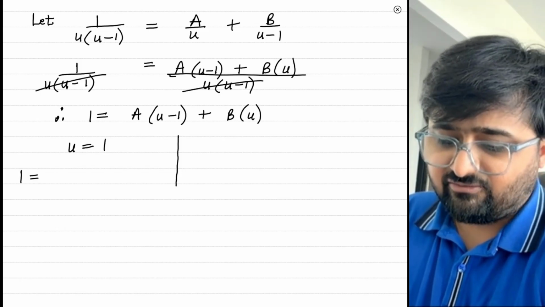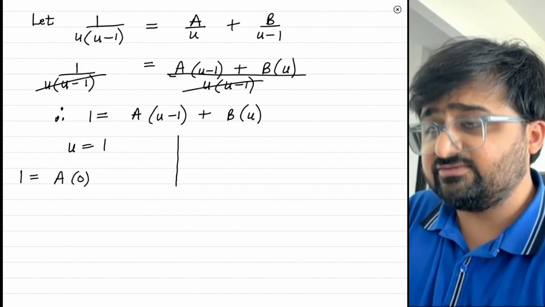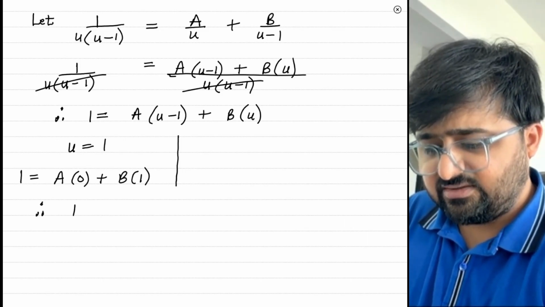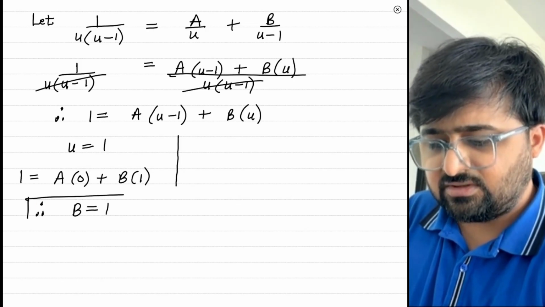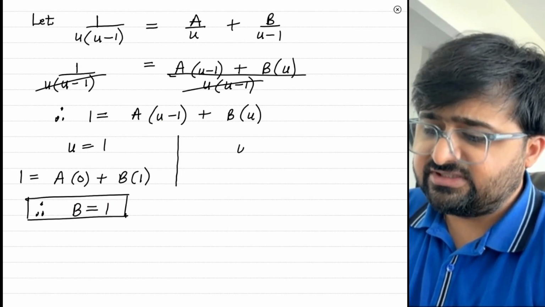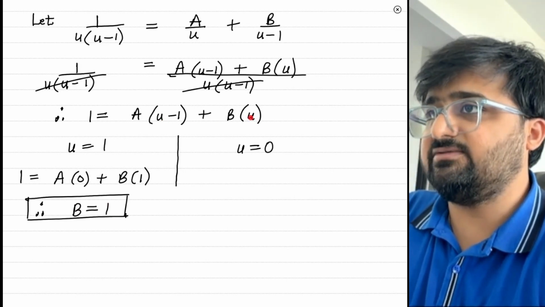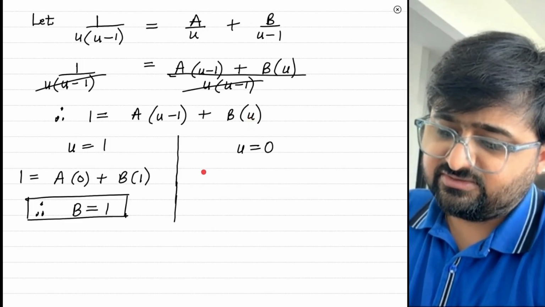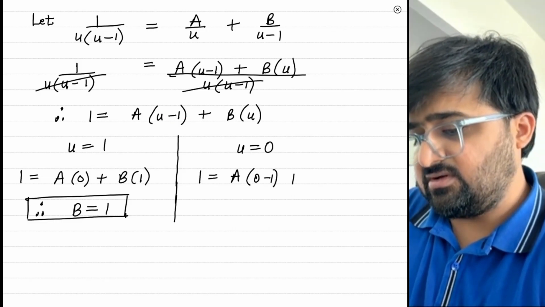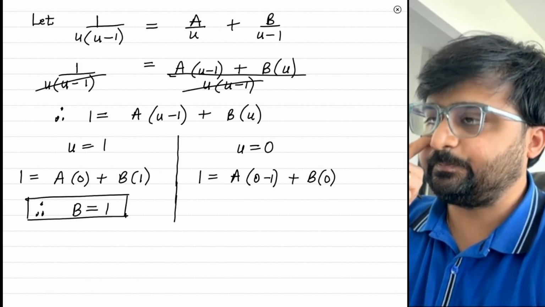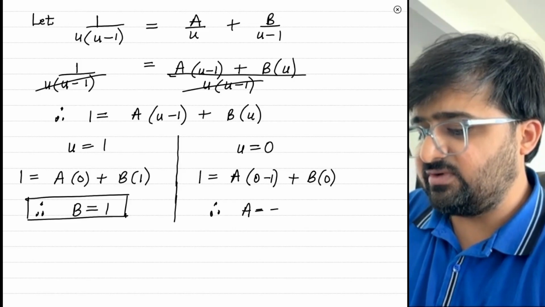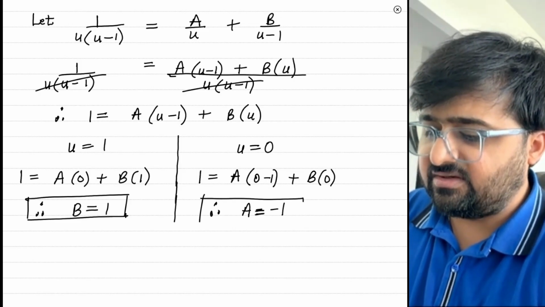So if you take u is equal to 1, you have 1 is equal to a times 0, because 1 minus 1, plus b times 1. So therefore you get the value of b is equal to 1. I hope that makes sense for the value of b. In order to find the value of a, what you do is just put u is equal to 0, because that would make this term equal to 0. So if you put u is equal to 0, you have 1 is equal to a times 0 minus 1 plus b times 0. Essentially that would give you 0 minus 1 is minus 1, so that would just give you a is equal to minus 1. I hope that makes sense.